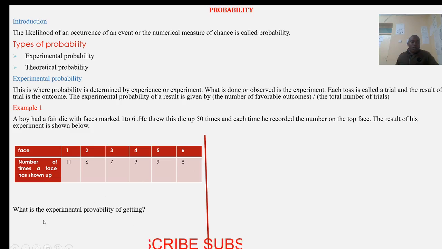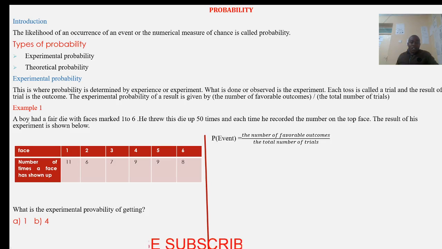Now, from here you can find the experimental probability of getting a 1 and of getting a 4. Remember the total number of outcomes is 50 because you are doing it 50 times. So we know that the probability of an event occurring is the number of favorable outcomes over the total number of trials. Favorable outcomes for a 1 is 11. The number of trials he did is 50. And the favorable outcomes for a 4 is 9.